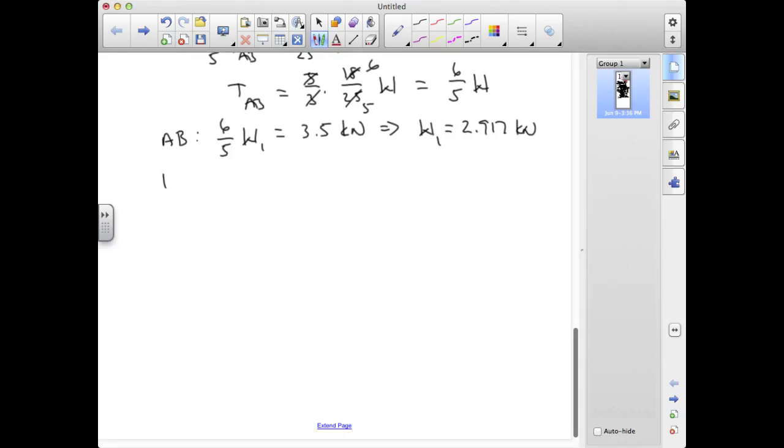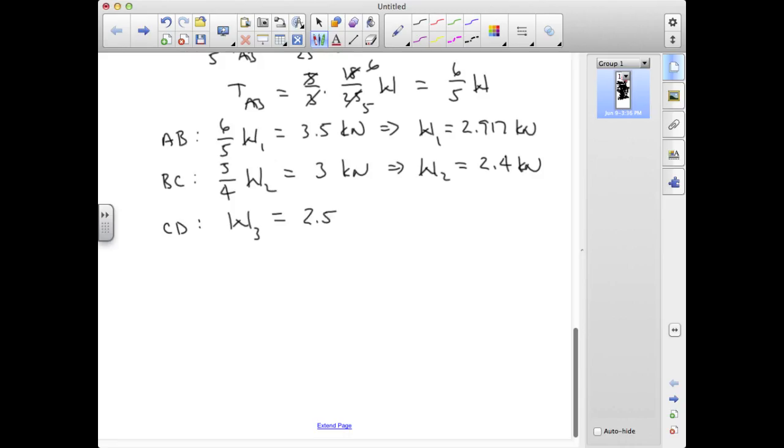For BC, we have 5/4 W2 is equal to 3 kilonewtons, and that gives us a second limit load of 2.4 kilonewtons. For CD, we have that the tension carried by CD is just the weight, so W3 is equal to 2.5 kilonewtons. That's our limit load for that segment.